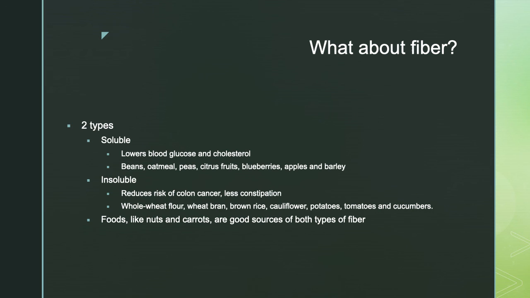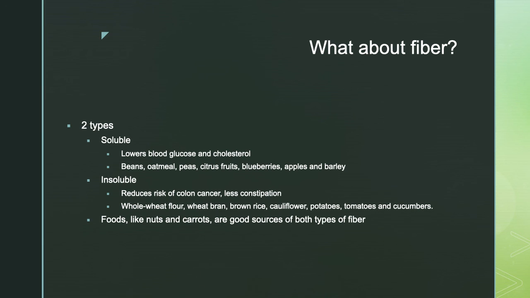Where do we get sources of soluble fiber? Beans, oatmeal, peas, citrus fruits, blueberries, apples, barley are just a few examples of good sources of soluble fiber.